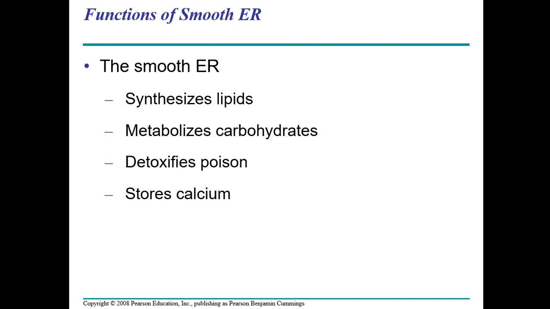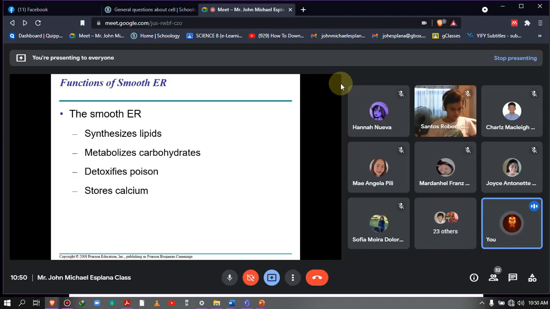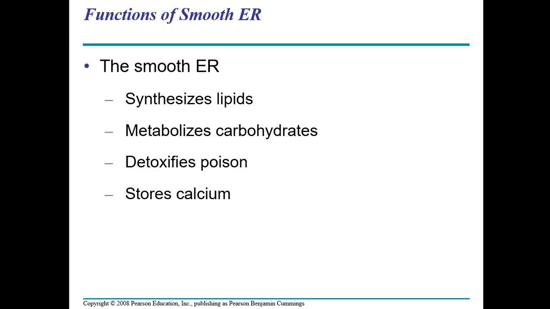Smooth ER, ano yung function niya? So, tatandaan nyo po to ha. We are talking now already of the function. Smooth ER synthesizes lipids. They create lipids, they synthesize lipids. They metabolize carbohydrates. Tandaan po class ha. They detoxify poison. They store calcium. So, tandaan nyo po yung function. 4 yan, pakilista.